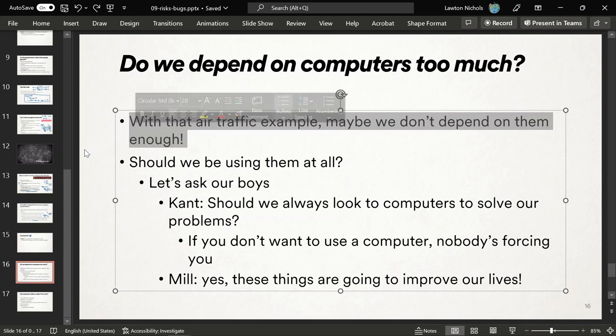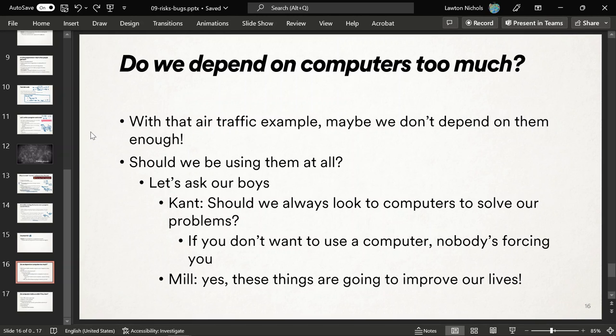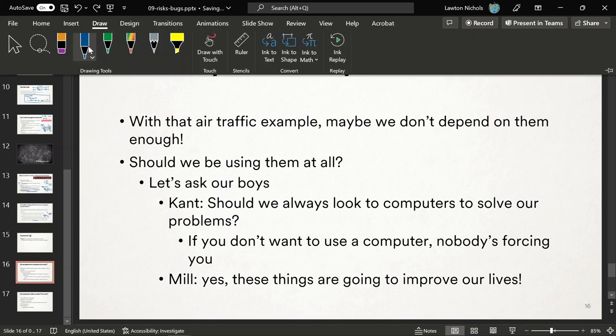With the air traffic controller example, maybe we need to depend on computers more. Who knows? But when in doubt, we can always ask our boys, right? We could ask Kant, hey, should we always be using computers to solve our problems? And I think Kant would totally say no. You shouldn't be required to use something if you don't want to. You don't want to use a computer to write a note for yourself. Nobody's forcing you to type it up. You can just write it down. I think Kant would be pro whatever you need, right?